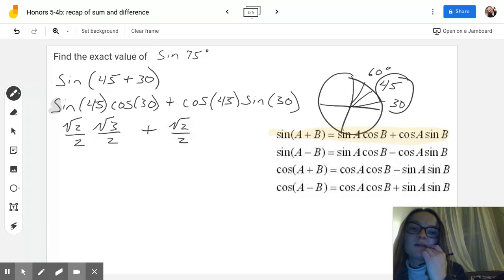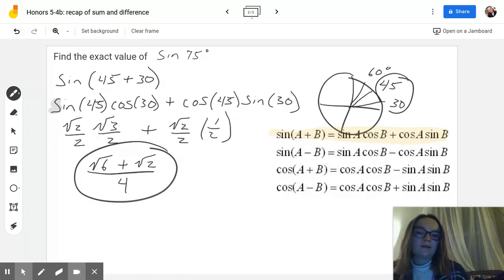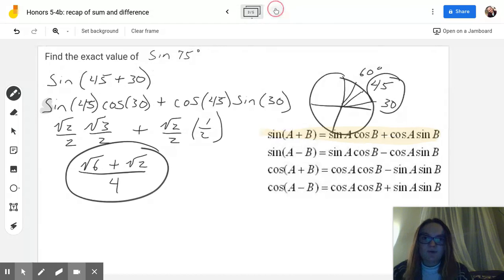And sine of 30 is a half. All right, so I'm just going to go ahead and evaluate this. I get radical 6 plus radical 2 all over a common denominator of 4. All right, so that one is the exact same. Instead of being in radians, we are in degrees. All right, let's go on to the next question.